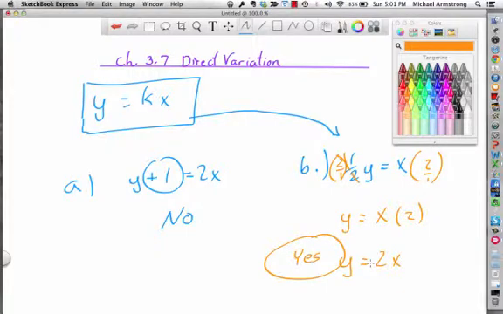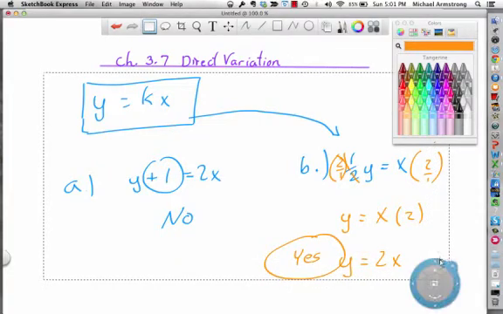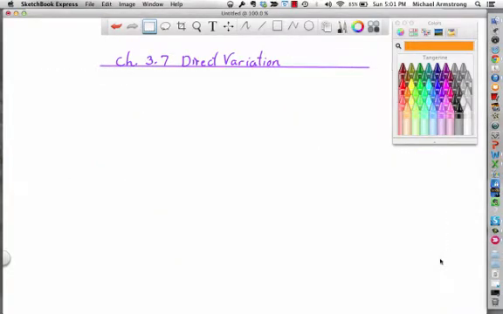Now, sometimes they're just going to give you a chart and ask you to tell. They're not going to give you a graph. And we can erase one more time. Oh, those are on your own. I'm going to let you do those.